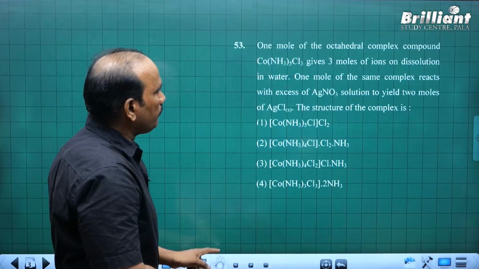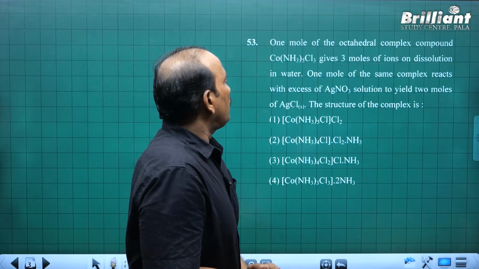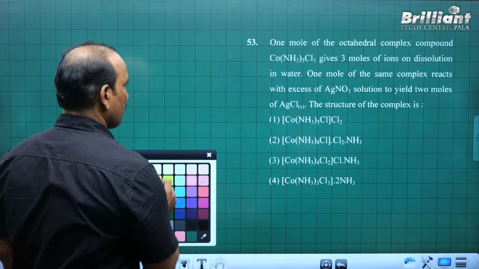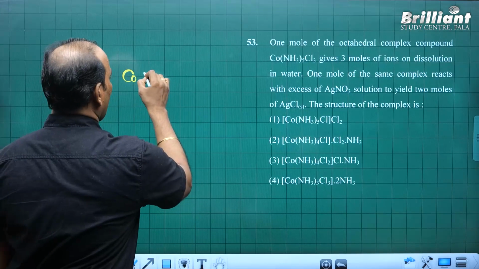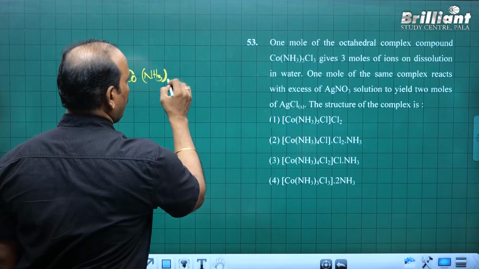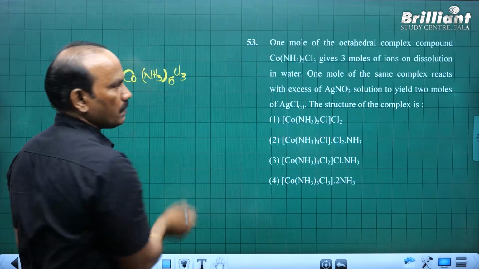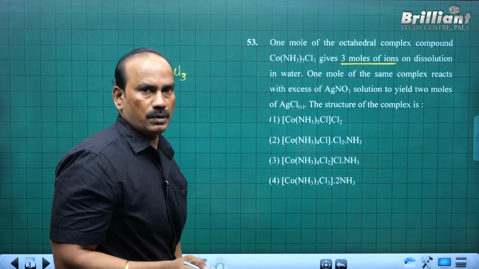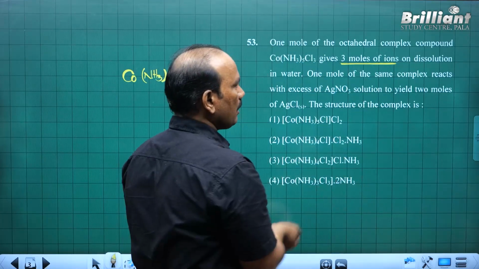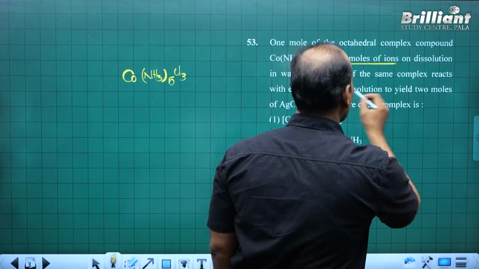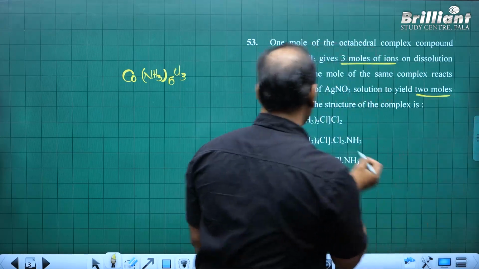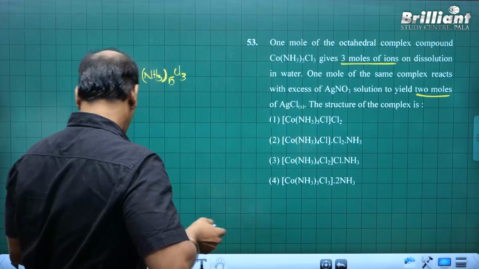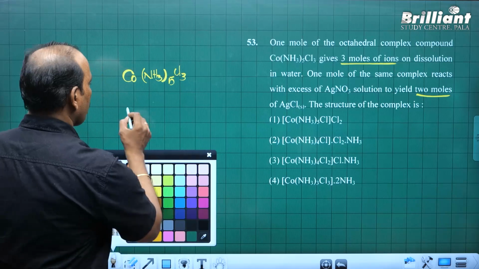Next one. 1 mole of the octahedral complex is given. What is the complex here? CoNH3 taken 5, Cl3. And then it gives 3 moles of ions. And then one more concept is given: it reacts with AgNO3 to form 2 moles of AgCl. That means 2 Cl units are outside of the sphere. Okay. Now how to write this one?